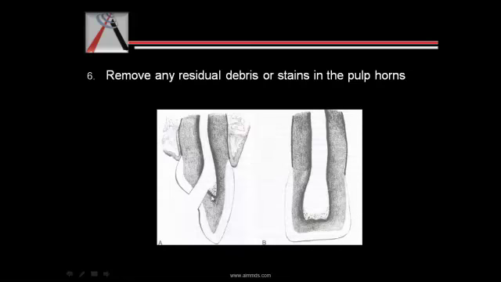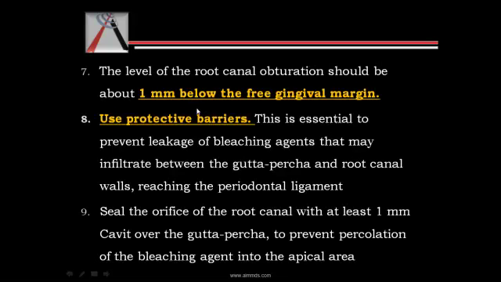Now any residual debris or stains in the pulp horns need to be removed, because if we leave behind any debris, there wouldn't be any contact of the bleaching agent with the dentinal tubules here, which are containing the stain, and it will result in an ineffective procedure. So that is why removal of any residual debris from the pulp horn is one of the very important steps in the walking bleach.